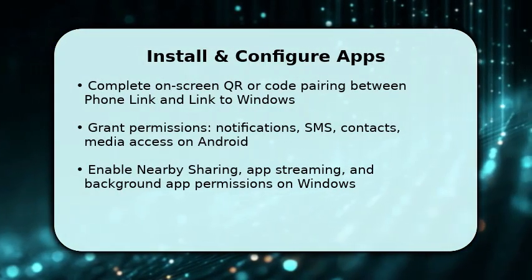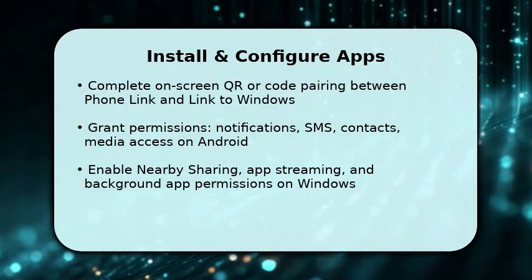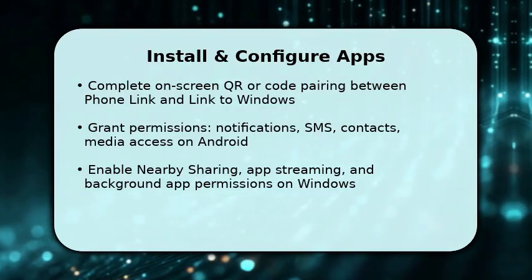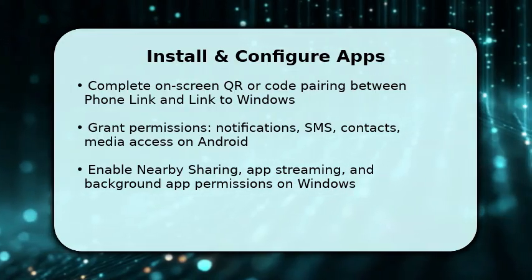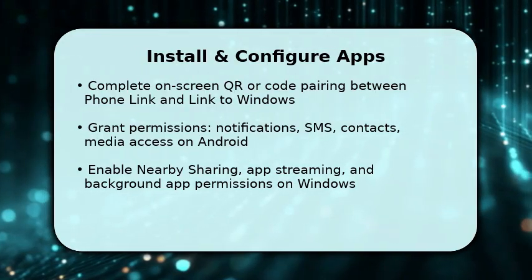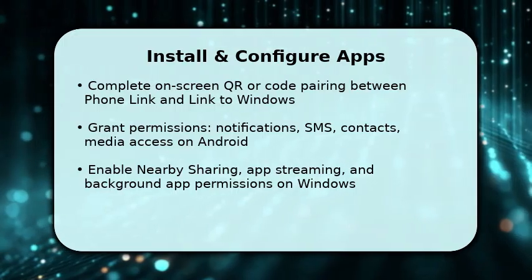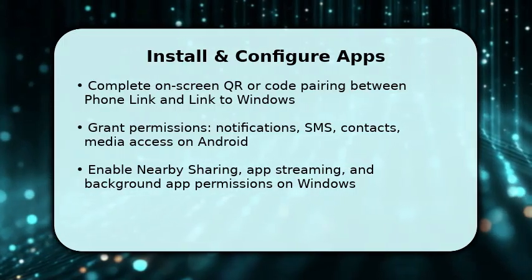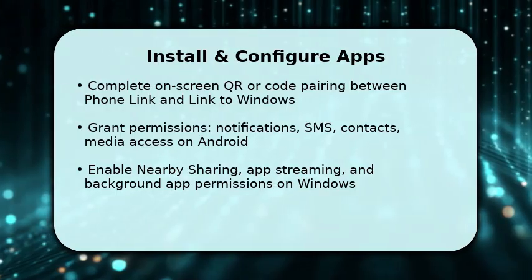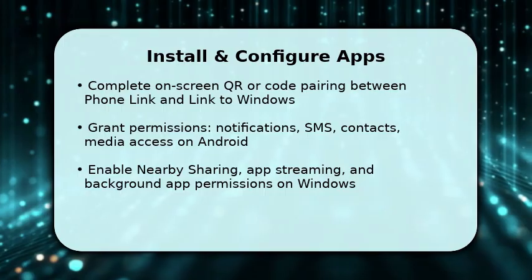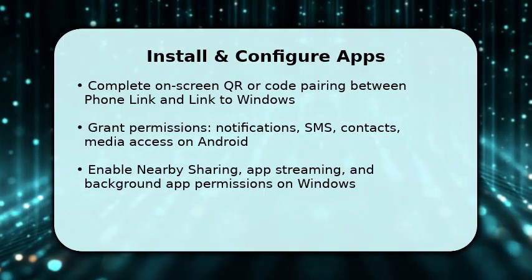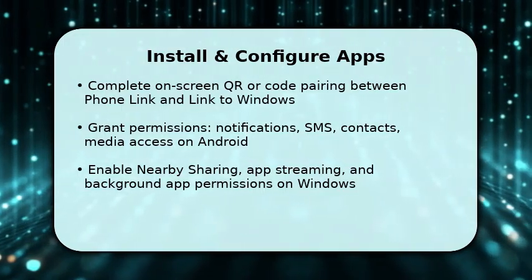Scan the QR or enter the code shown in Phone Link to confirm the device identity. On Android, grant notification and media permissions so messages and photos sync. Without these permissions, you'll miss content. Back in Windows, allow background activity for Phone Link and enable nearby sharing for quick file transfers. Make sure battery optimization is disabled for Link to Windows so it stays connected during use.